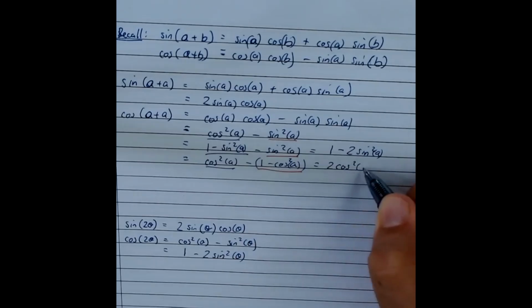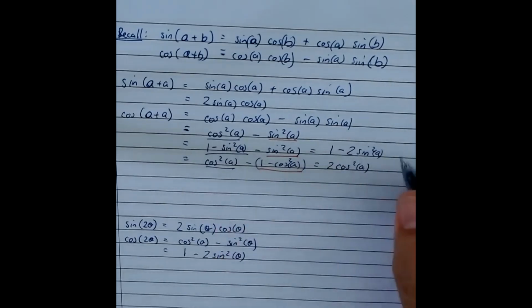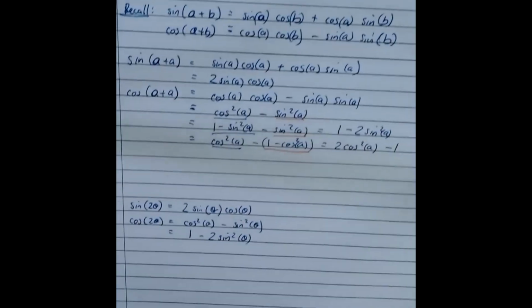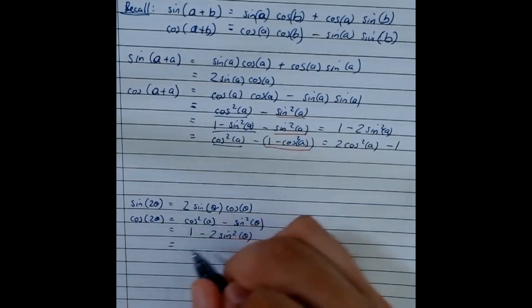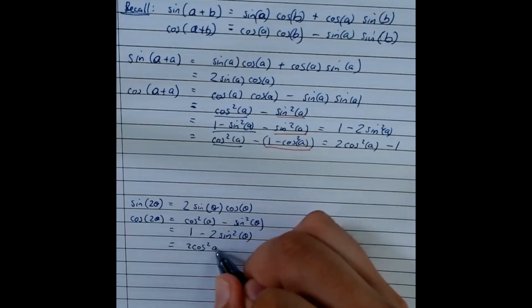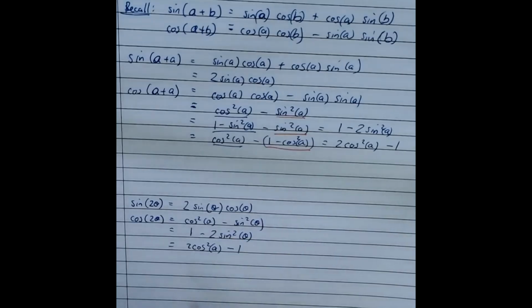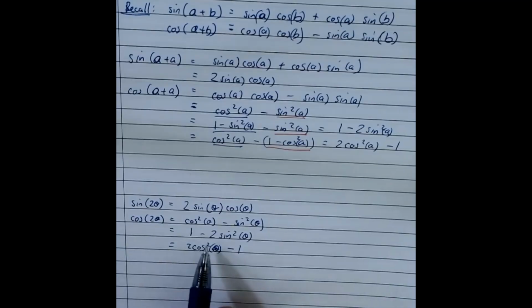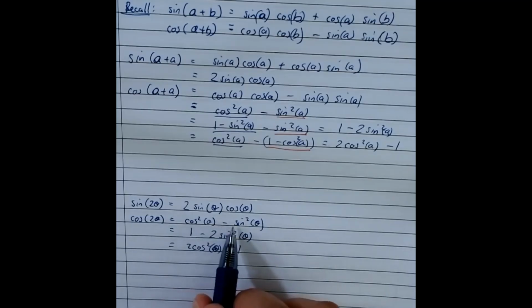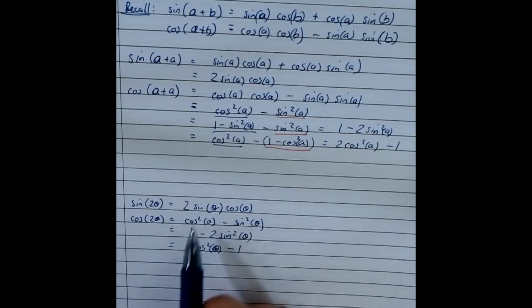That's double cosine squared of A, minus 1. So that's another version of the double angle formula for the cosine function. Double the cosine squared of theta minus 1 is the same as 1 minus double the sine squared of theta, is equal to cosine squared of theta minus sine squared of theta, because all of those are equal to cosine of double theta.